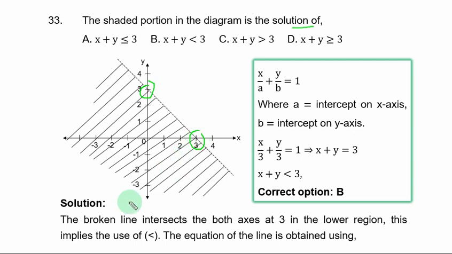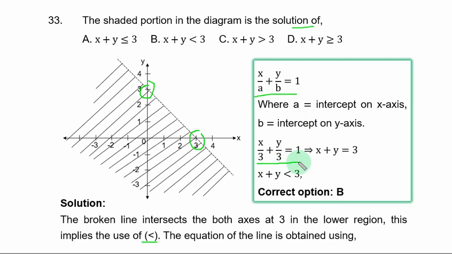So the broken line intersects both axes at 3 in the lower region. This implies the use of less than, with a broken line in the lower region. The equation of the line is obtained using this, when you have 2 intercepts, y and x axis. From the diagram, a is 3 and b is 3. You have it in this form.